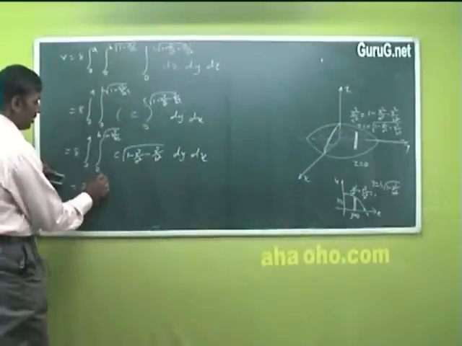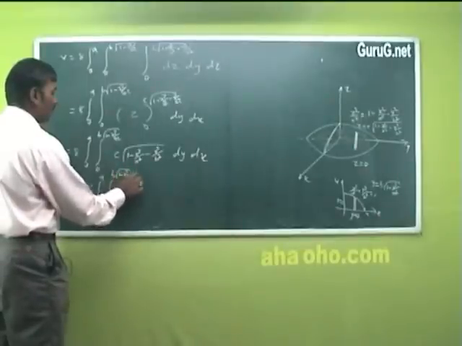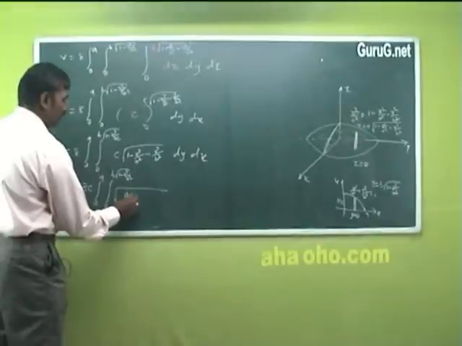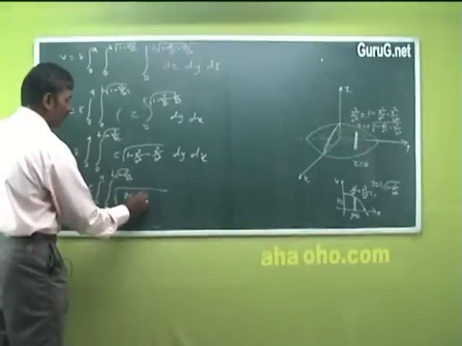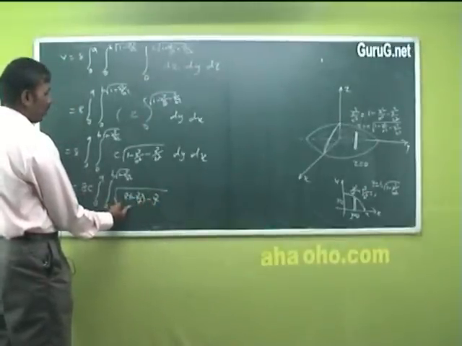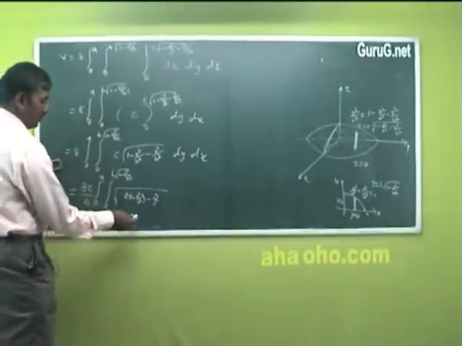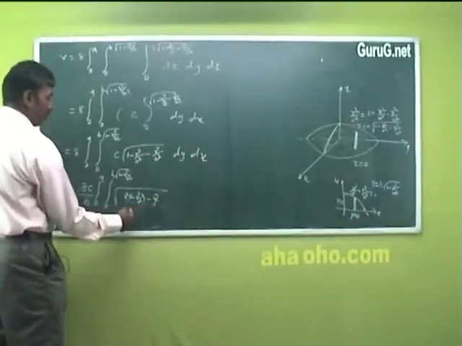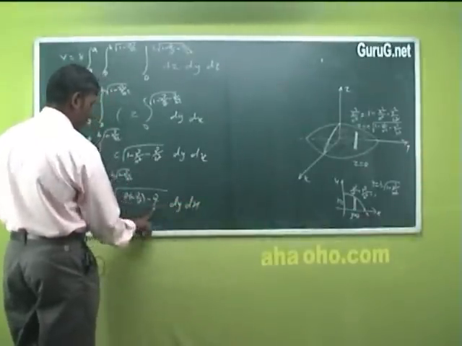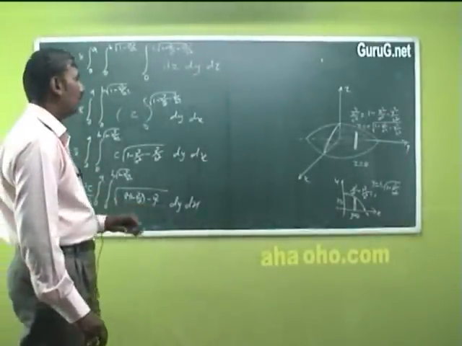So c, integral 0 to a, 0 to b into root of 1 minus x squared by a squared. So take the LCM: b squared into 1 minus x squared by a squared minus y squared by b squared. So taking the root, we take b outside. Okay, clear? So dy dx. Now we integrate with respect to y, so this is a constant.